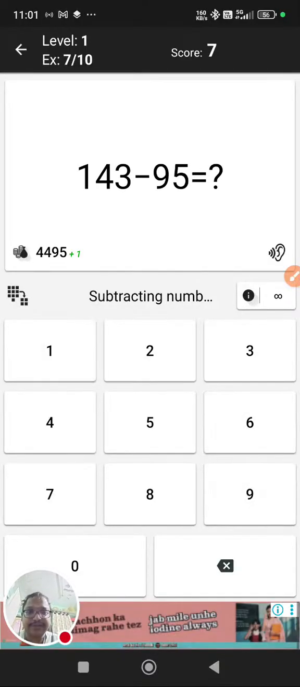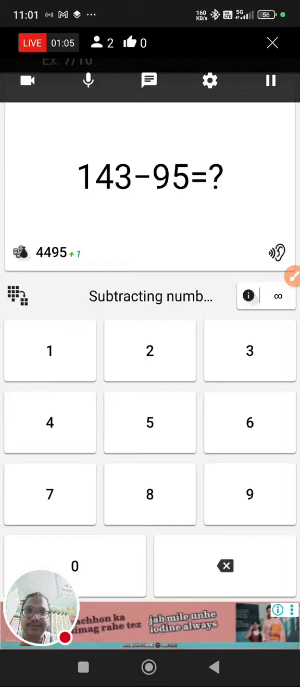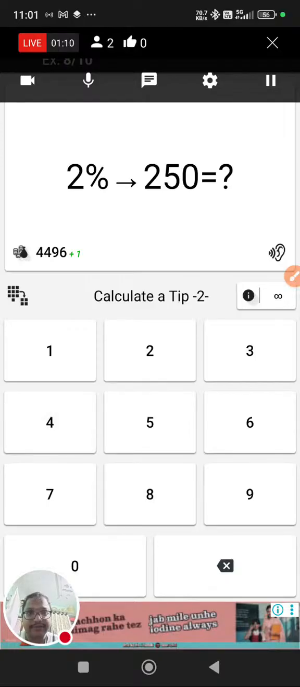143 minus 95. We see 5 plus 43, which will be 48.